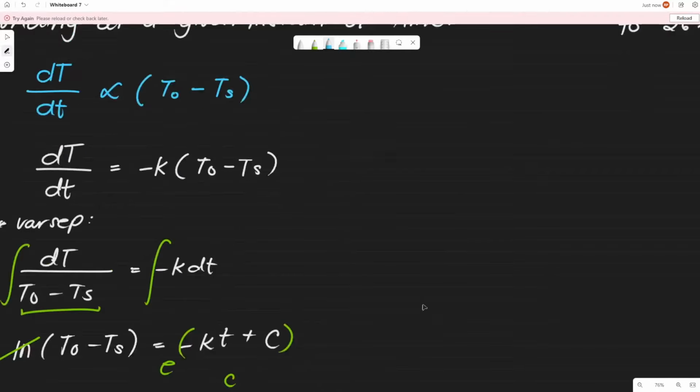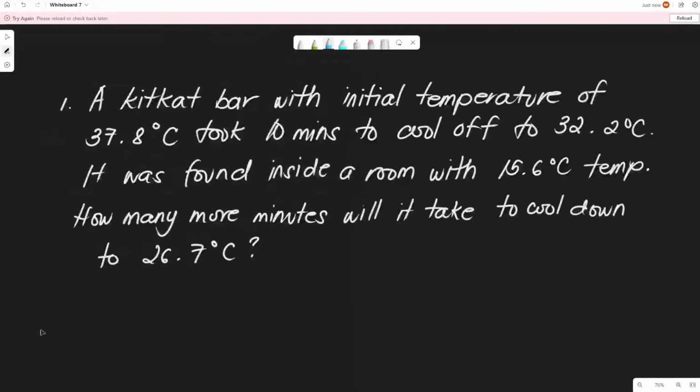Okay, so let's try to solve. A KitKat bar with initial temperature of 37.8 degrees Celsius took 10 minutes to cool off to 32.2. So, hahanapin nyo na agad yung mga words na ganito. Just like this one, cool off. When you see the word cool, of course, it's cooling. It was found inside a room with 15.6 degrees Celsius temperature. How many more minutes will it take to cool down to 26.7 degrees Celsius?